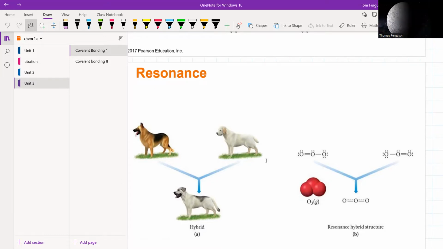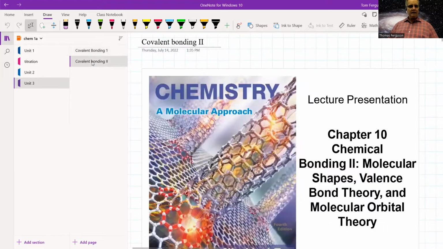Okay, so whenever you can draw equivalent structures, think resonance. And there's a fair amount of these examples. This happens to be ozone, but there are many, many other examples as well. Okay, let's now zoom over to the next chapter.